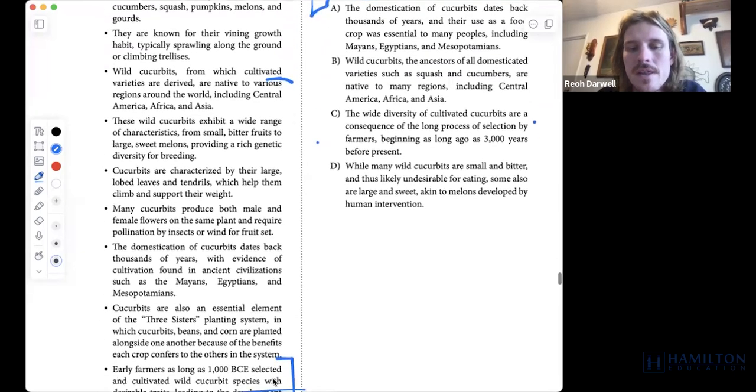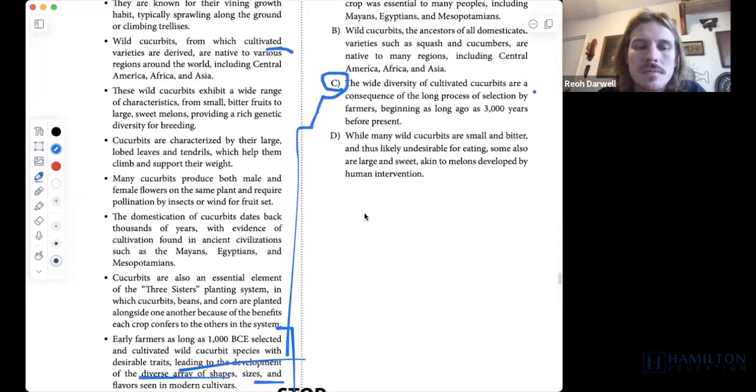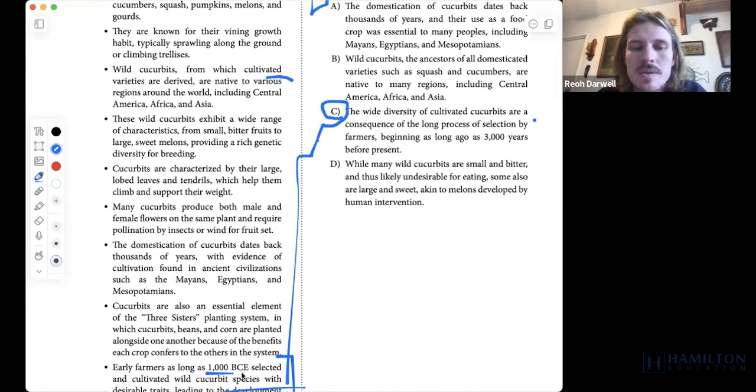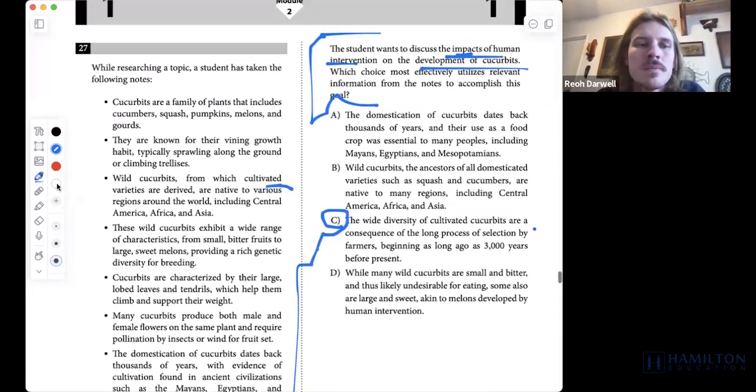All right, so this note here perfectly aligns with answer choice C. We know it began as long as 3,000 years ago, and it leads to what we have now. It talks about the domestication, but does it talk about the impact on cucurbits themselves? No. B is the same. It just talks about wild cucurbits, but doesn't talk about them being developed.